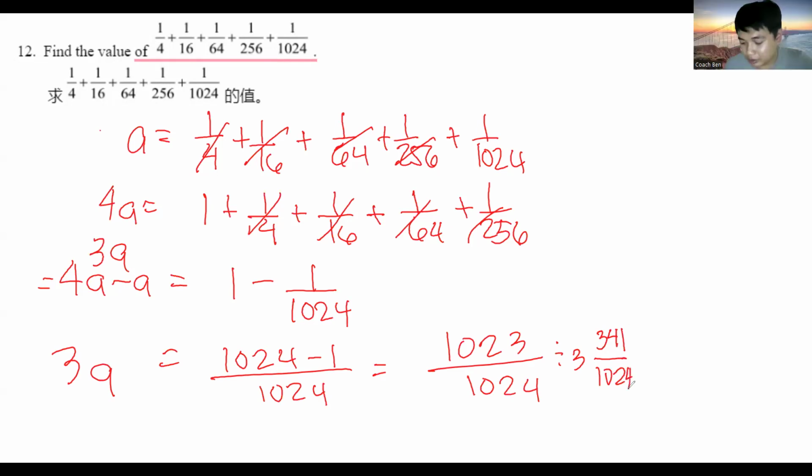So are there any questions for number 12? No, teacher. Okay, very good. 341 over 1024. So I think mostly everyone got the correct answer. If you don't want to use this solution, you can also just make them into similar fractions over 1024. But I believe that this is a bit easier and it saves you more time and you are less likely to make mistakes using this solution, okay? So thank you for that.